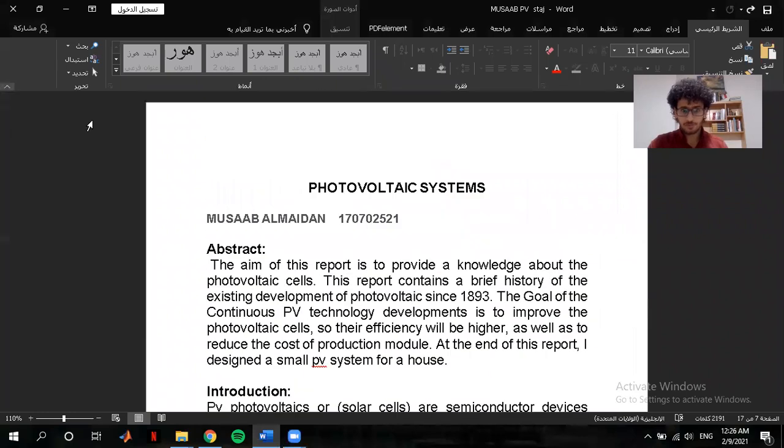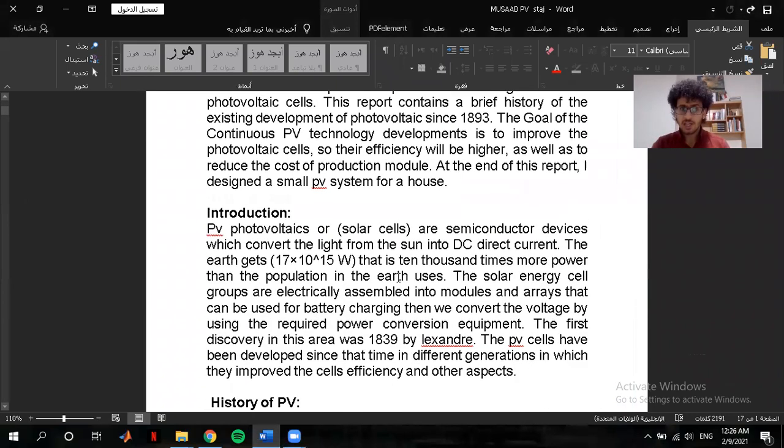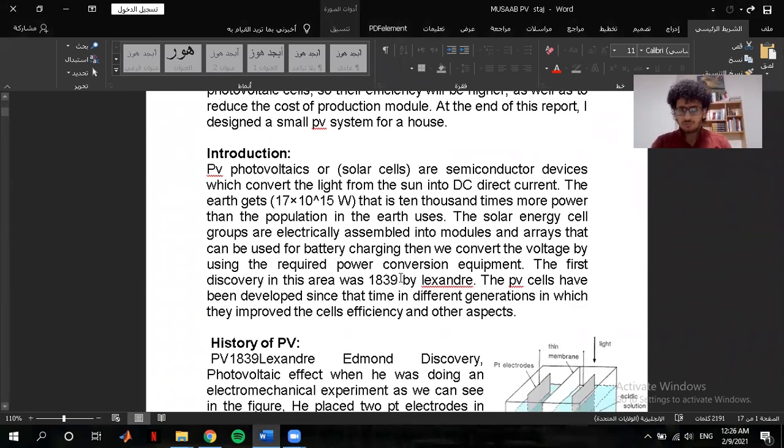I'm going to talk today about photovoltaic systems. I'll try my best to manage my time. Let's start with the aim of this report, which is to provide knowledge about photovoltaic cells. Let's start with the question: PV, what does it mean?